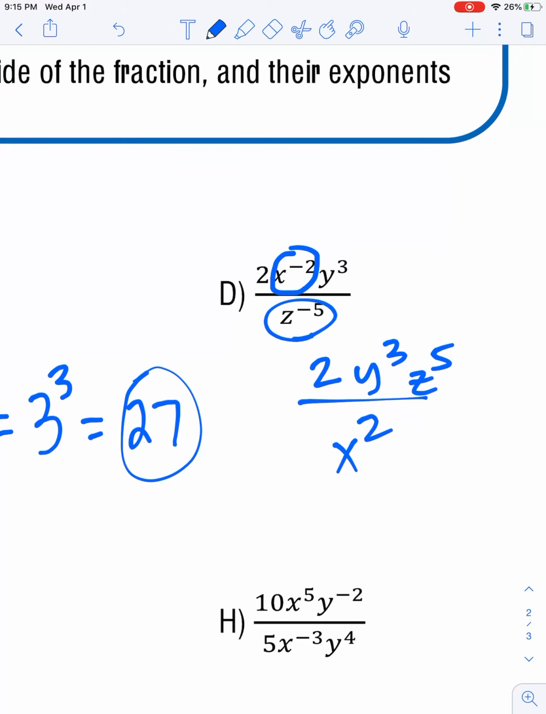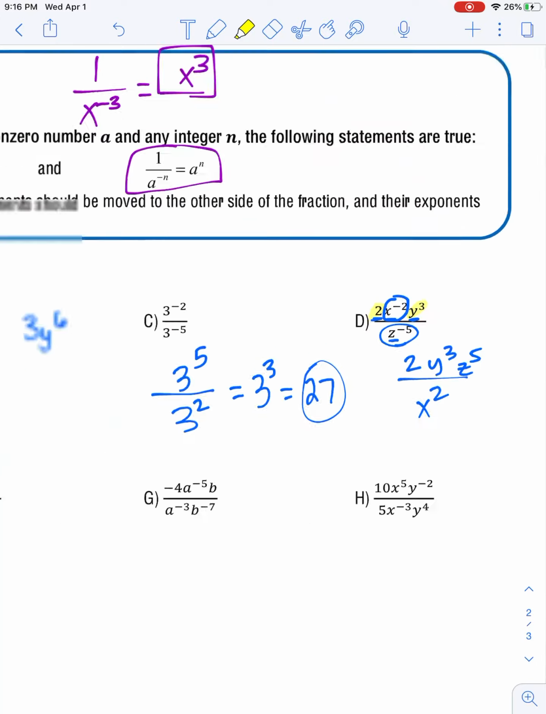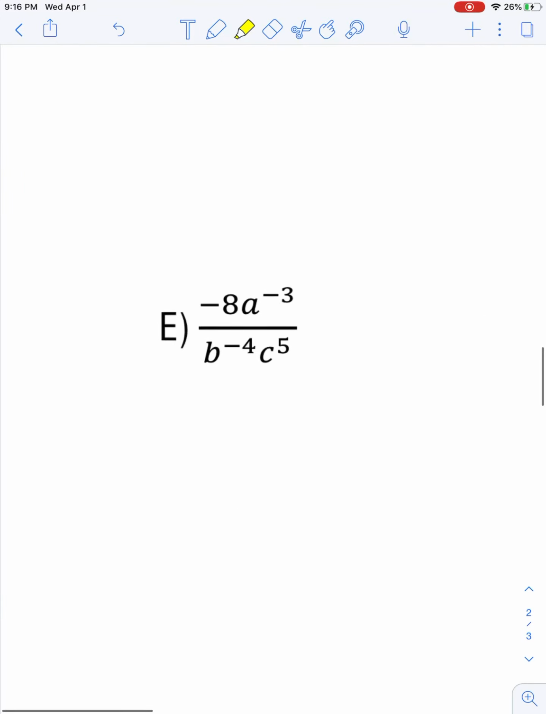Notice that all 4 bases, the 2, the x, the y, and the z, are all different. So there's nothing to multiply or divide. We simply are just rewriting the problem to get rid of anything that has a negative exponent, and these parts stayed exactly where they were in the numerator. All right, this one's similar, so why don't you go ahead and pause the video and try part E. When you're done, then go ahead and hit play to check your answer.